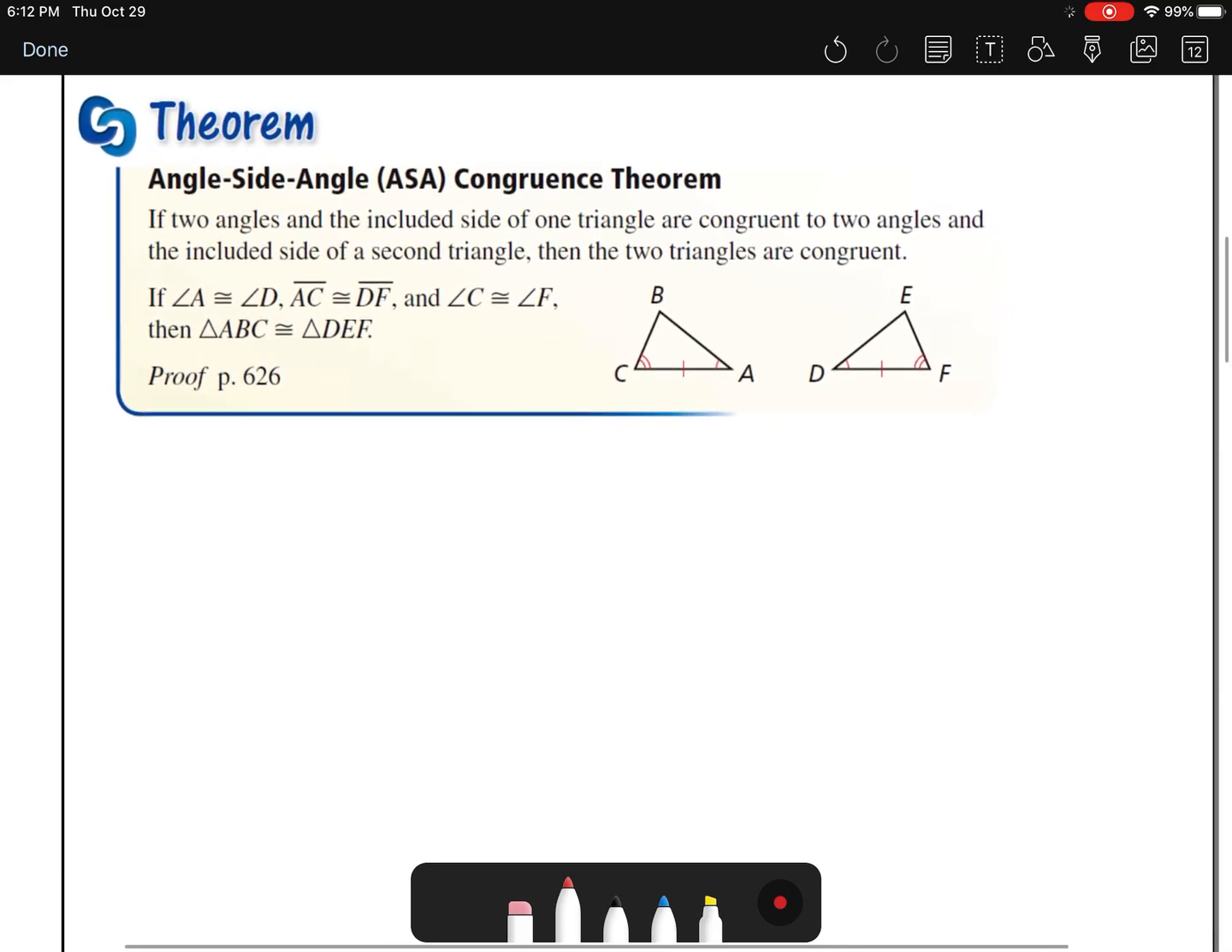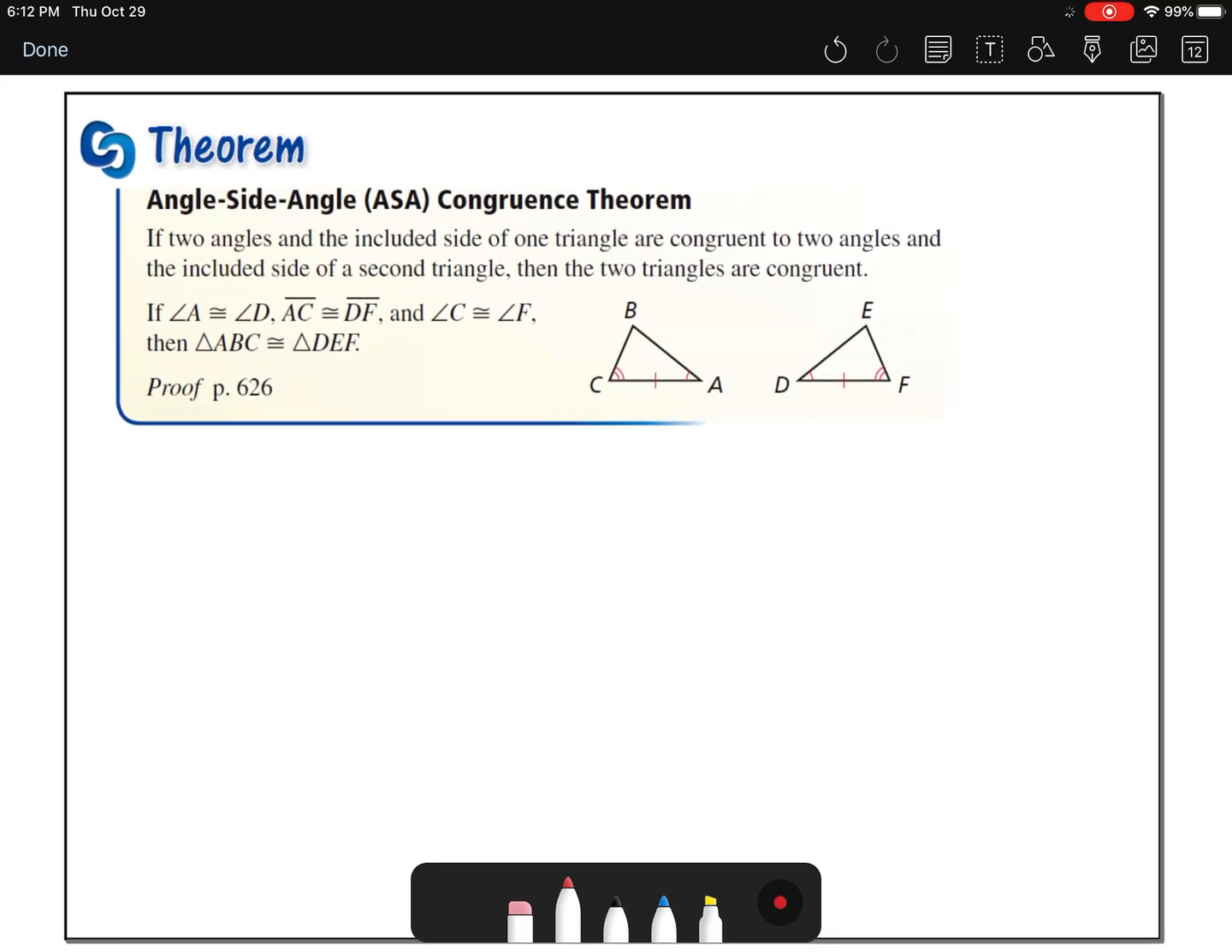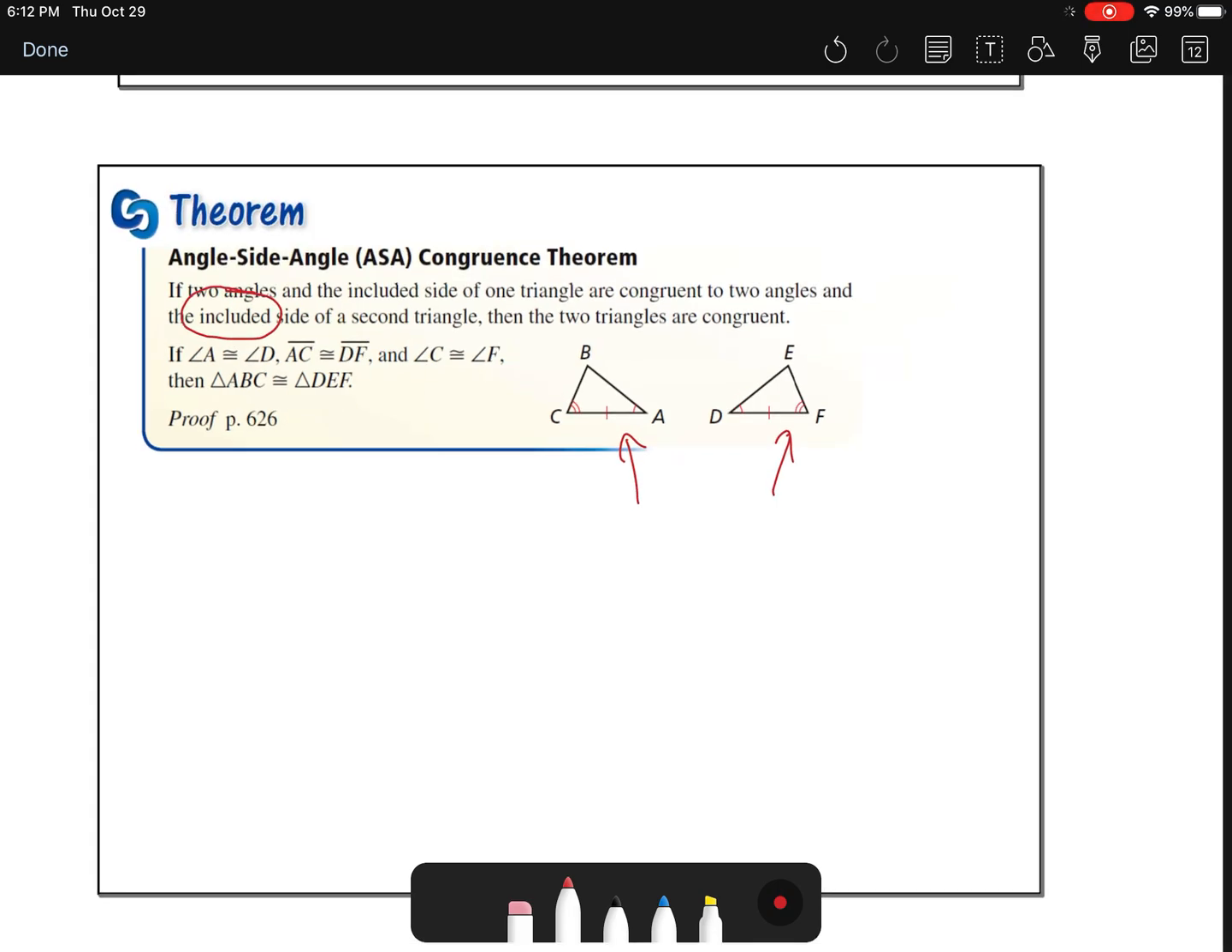However, we're going to add to our list. The next one we're going to add is called the angle-side angle congruence theorem, which is just what it sounds like. You have 2 angles, you have a side between the angle, and then a second angle that are congruent. Now this is the key word again, included. Notice where the side is in relation to the 2 angles. It is between them. We call that included.